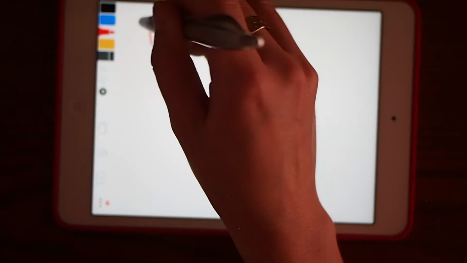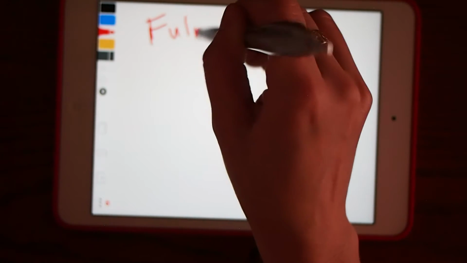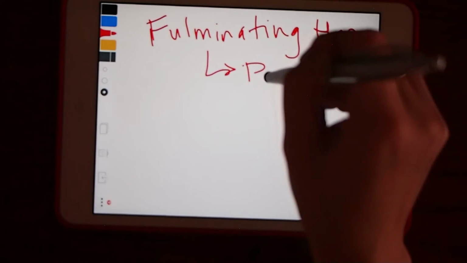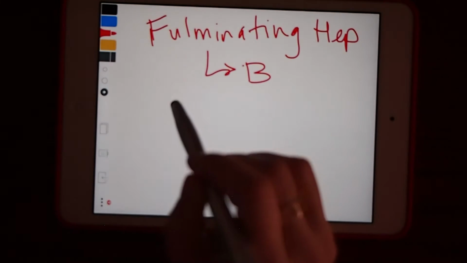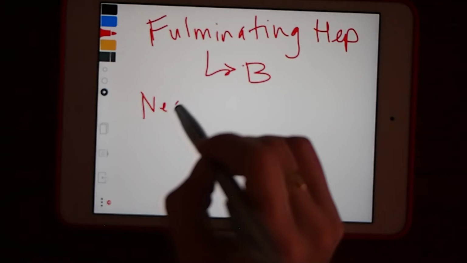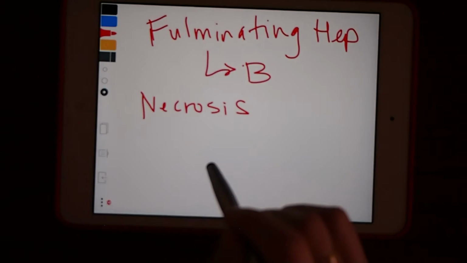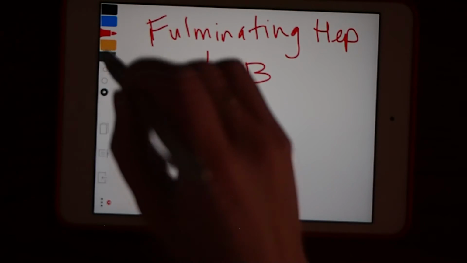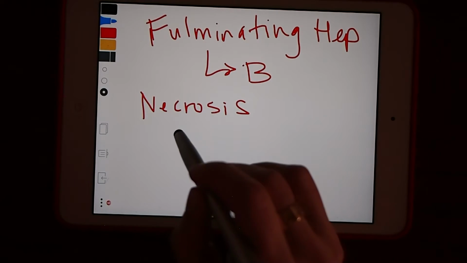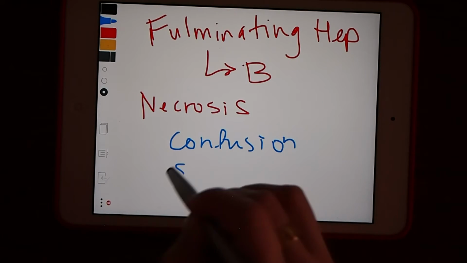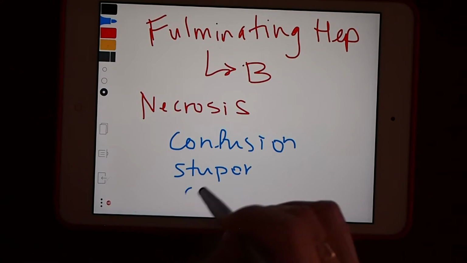And let's go back to what we were saying earlier about fulminating hepatitis. Like we said, that's most common with B. It is rare, but it causes major necrosis, which can cause encephalopathy. Encephalopathy is most commonly seen with symptoms of confusion, stupor, and a coma.